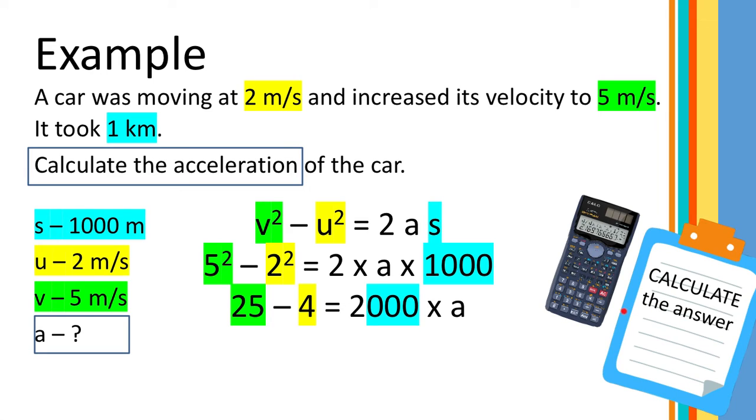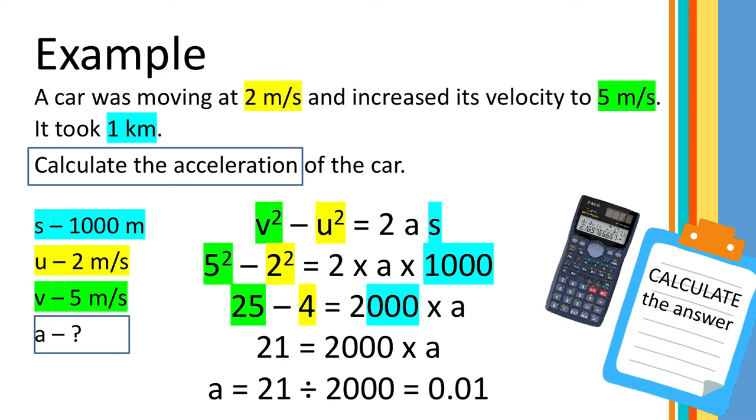For the next line, we're going to calculate the answer. Reminder, we can use a calculator, so we might be able to do it in our head, but for other questions we might not. So 5 squared is 25, take away 2 squared, which is 4, and that equals 2,000 because that's 2 multiplied by 1,000. We need to remember that the a still needs to be included, so we're going to further simplify. 25 take away 4 gives us 21, and that then equals 2,000 multiplied by the acceleration a.